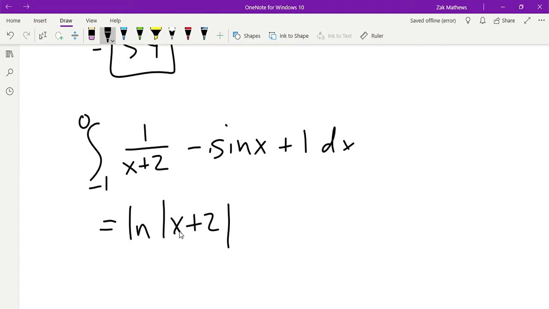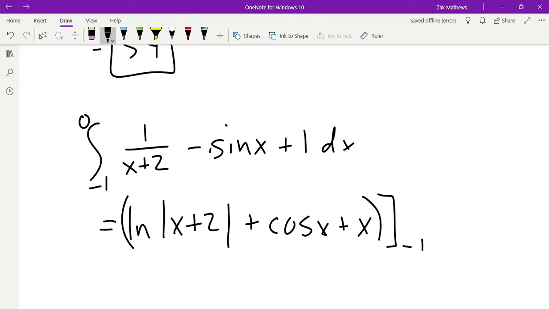The antiderivative of sine is cosine, but if we think about taking the derivative of cosine, that would give us a negative sine, so here I'm actually going to put a plus, not a minus. The derivative of cosine is negative sine, so that works out. And then the antiderivative of 1 is x. And I'm not going to bother putting the plus c because it's a definite integral. I need to evaluate this from -1 to 0.